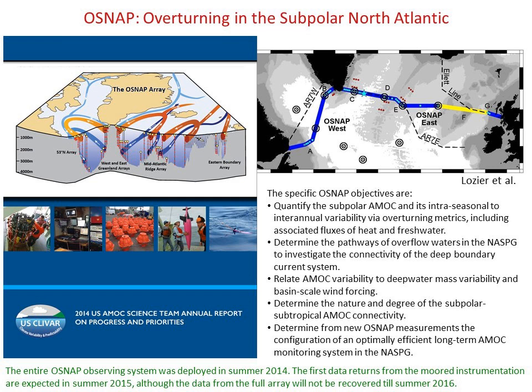They are quantifying the subpolar AMOC and its intraseasonal to interannual variability via overturning metrics, including associated fluxes of heat and fresh water. Another important objective here is determining pathways of overflow waters in the North Atlantic subpolar gyre to investigate the connectivity of the deep water boundary current system.